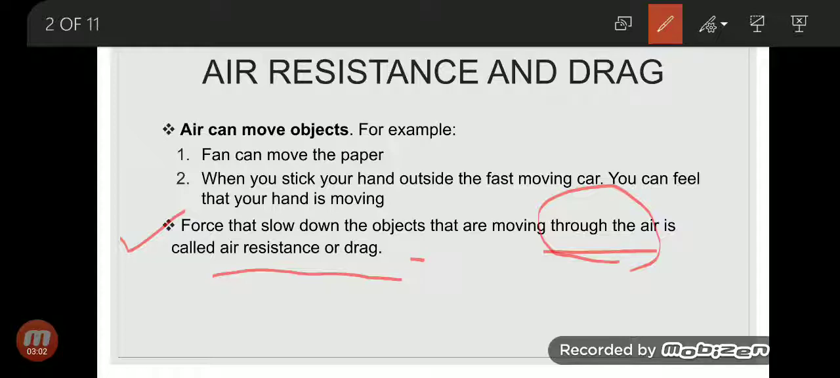Okay, so number 1 point, the air can move objects. For example, when you stick your hand outside the car, you feel your hand is moving. Number 2, when you turn on the fan, you see that the paper of the notebook is moving. So air can move objects. So now what is air resistance? A force that slows down the objects that are moving through the air is called air resistance or drag.